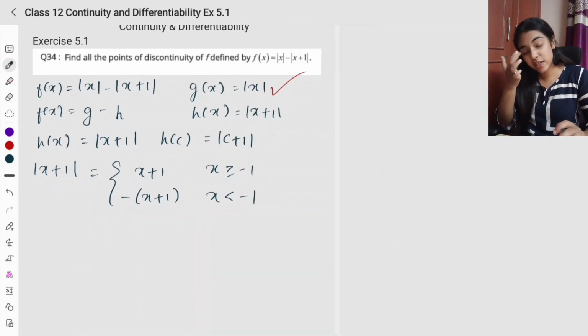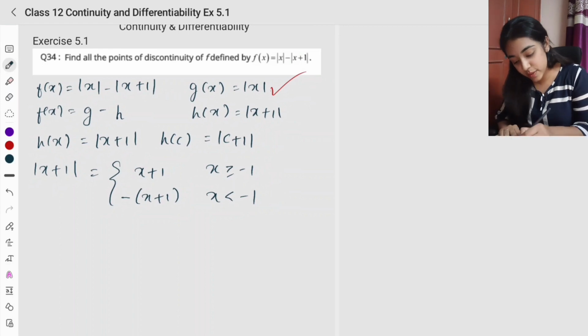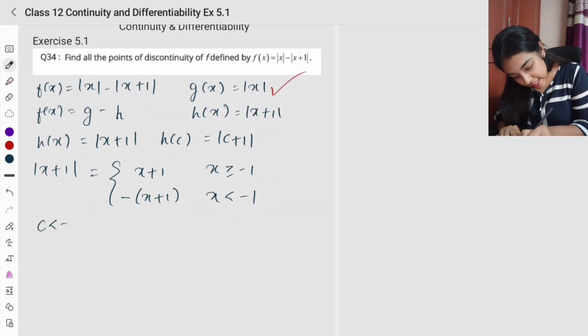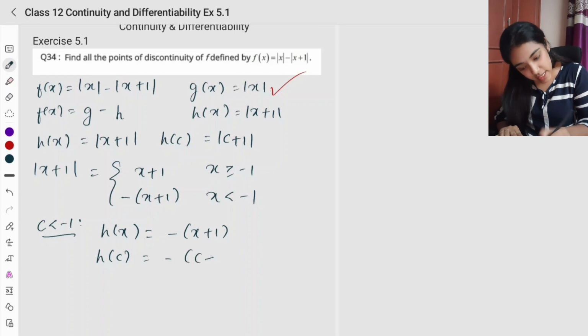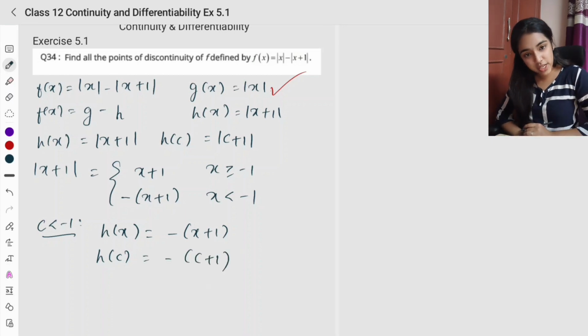Now we have to prove that this is continuous. How do I prove that it is continuous? First case, we prove for c less than minus 1. I'll take this as h. So h of x is going to be minus of x plus 1. So h of c is going to be minus of c plus 1. So h of x is written, h of c is written.